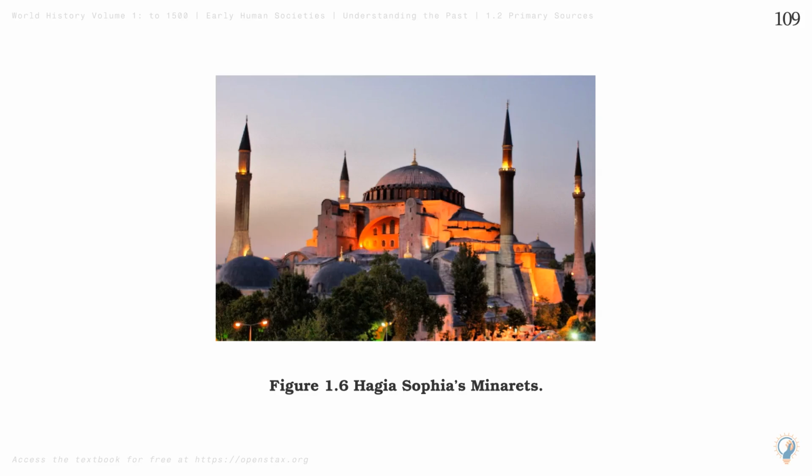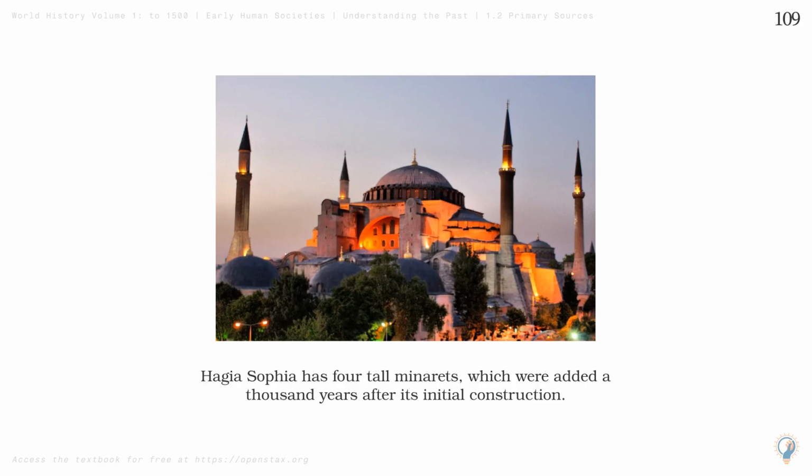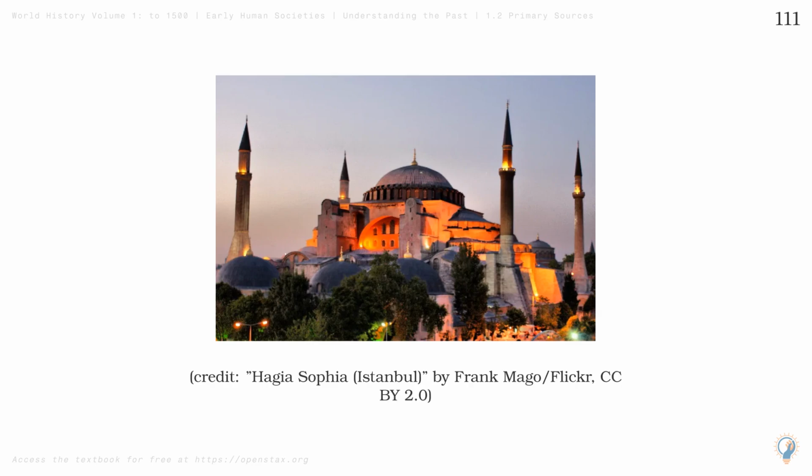Figure 1.6 Hagia Sophia's minarets. Hagia Sophia has 4 tall minarets, which were added 1,000 years after its initial construction. Minarets are towers from which the Muslim call to prayer goes out multiple times a day. Credit: Hagia Sophia, Istanbul, by Frank Mago/Flickr, CC by 2.0.